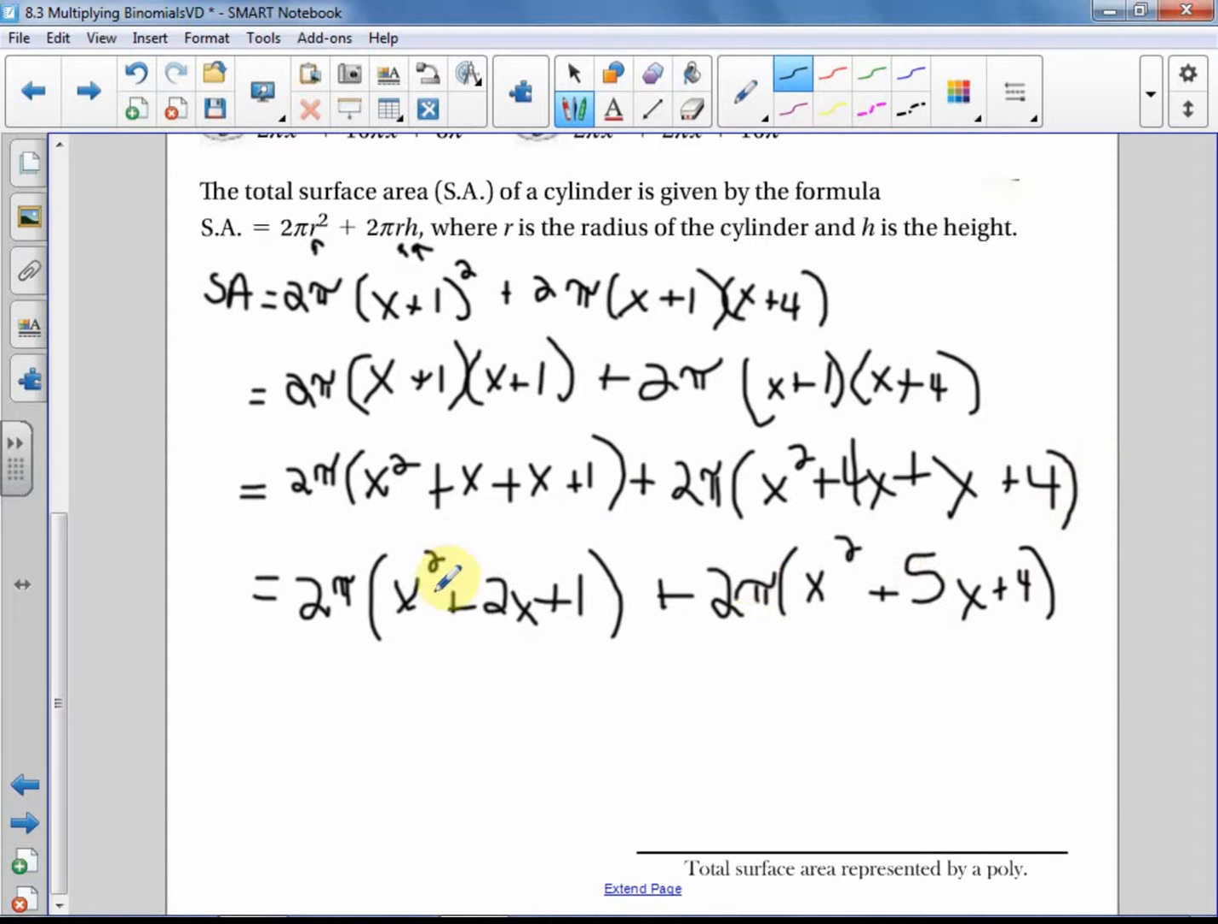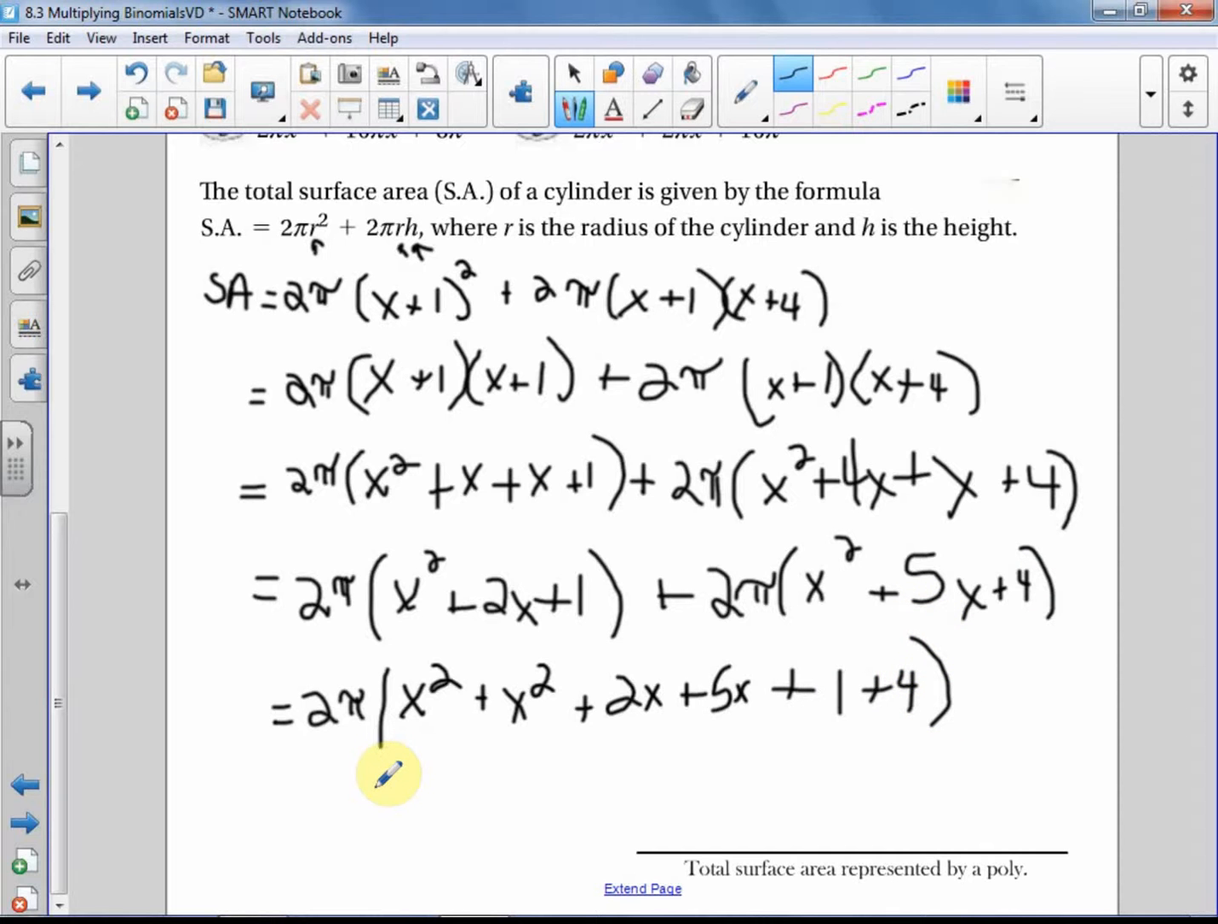Now I'm going to combine like terms from my products. So to do that, I'm going to multiply 2 pi times everything instead of having 2 pi's, even though 2 pi's is totally better than 1. I want to simplify and clean it up a bit. So 2 pi times x squared, I have 2x squareds, so plus x squared, plus 2x and 5x, so plus 2x, plus 5x, plus 1, and plus 4.